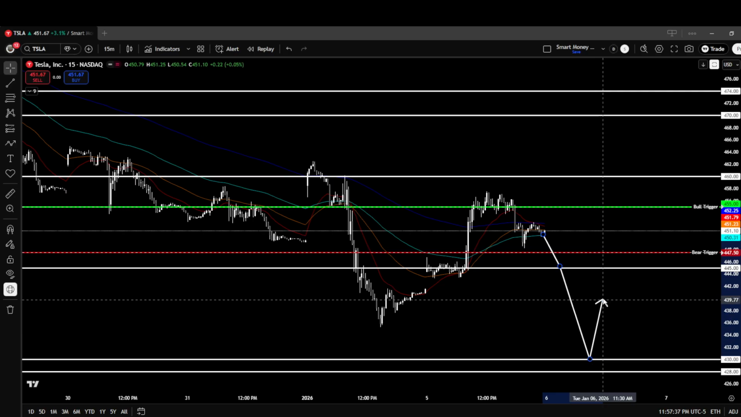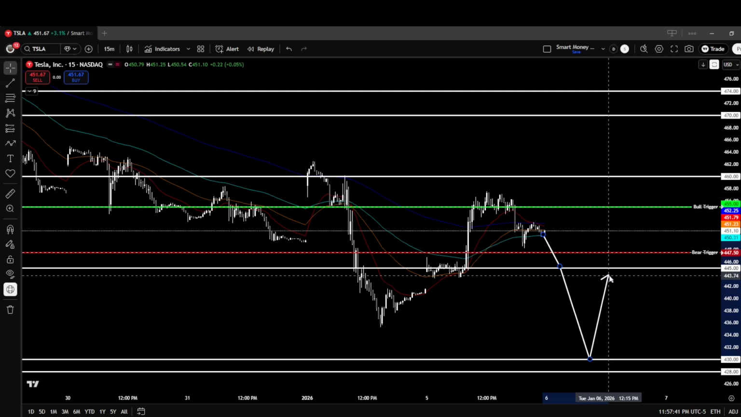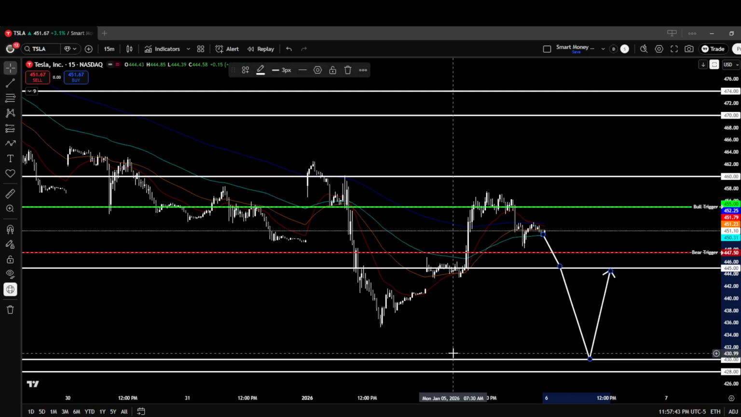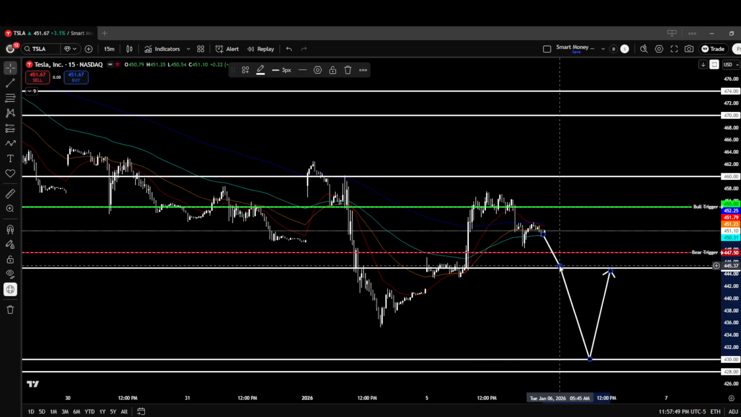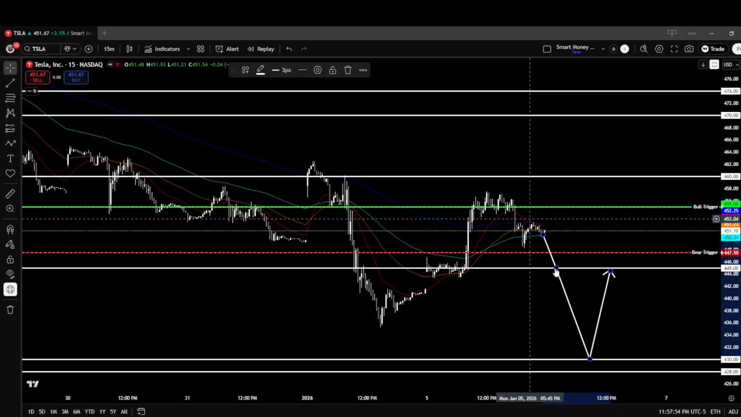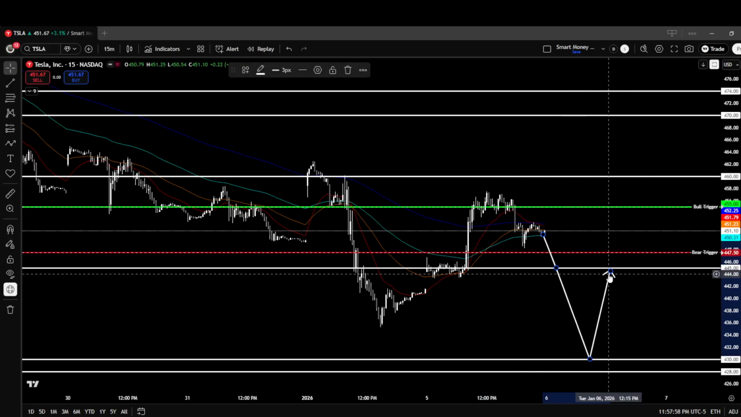I'm expecting that 430 to hold, somewhere between 435 and 430 to hold, and then probably a pretty aggressive bounce back up. We could just stop at the gap, which is 441, but I do think if we drop like that, you're going to see some panic with Tesla sellers, and you're going to see aggressive dealer hedging to the downside. So that's the levels I got for you guys today.